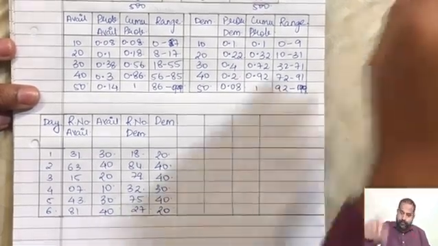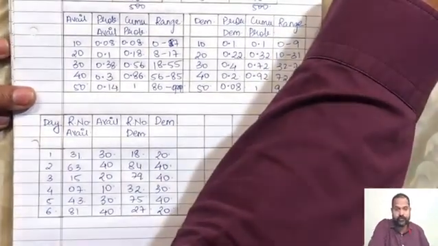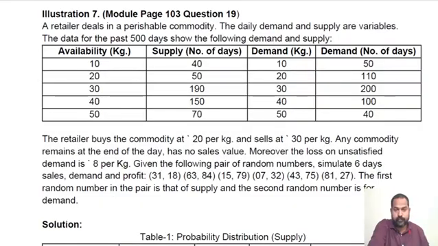Now what do we do? Let's go back to the question. The question said that the retailer buys the commodity for 20 per kg and sells it for 30 per kg. Any commodity that remains at the end of the day has no sales value. Moreover, loss of unsatisfied demand is 8 per kg. Given the following pair of random numbers, simulate 6 days of demand, sales, and profit.